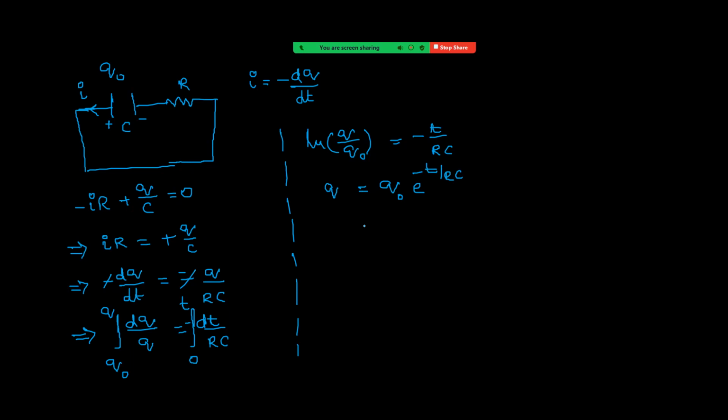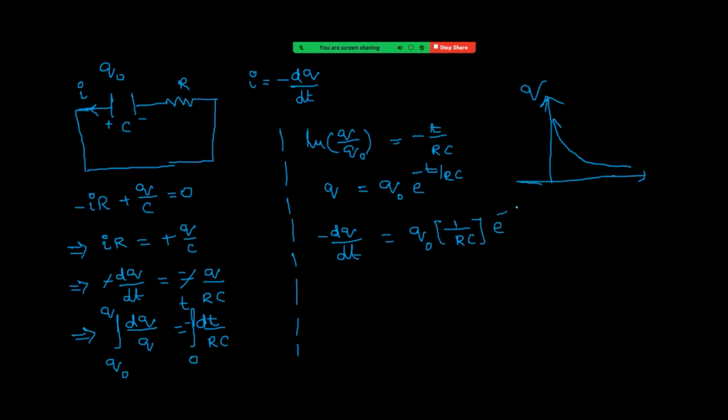Okay. See how the graph comes. It is now exponentially decreasing. It comes approximately like this. Right. And if you want to calculate the current, calculate now minus dq by dt. See how much it is? Q naught, then minus 1 by RC. Already we have taken the minus here. It is 1 by RC into e power minus t by RC.